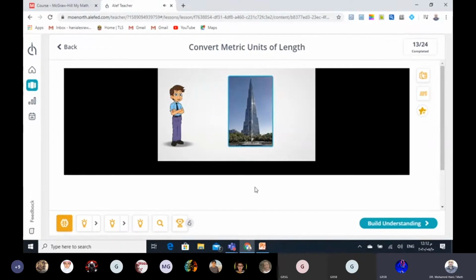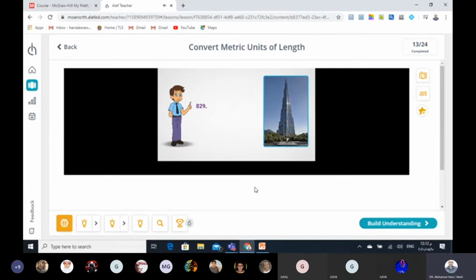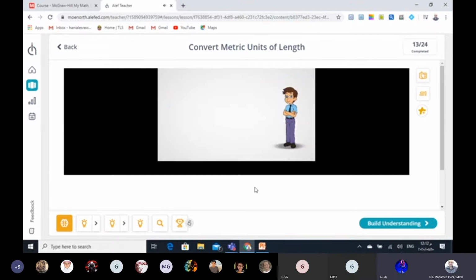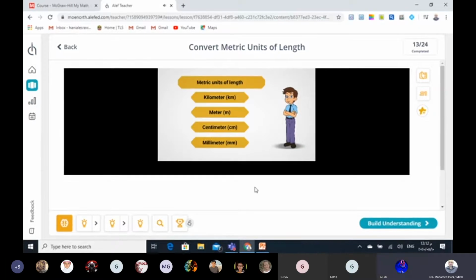Let's look at the world's tallest tower. One source reported its height as 829.8 meters. Another source reported its height as 0.8298 kilometers. How can you find out if the two measurements are equal? When you know how to convert one metric unit of length to another, you can compare measurements in different units.